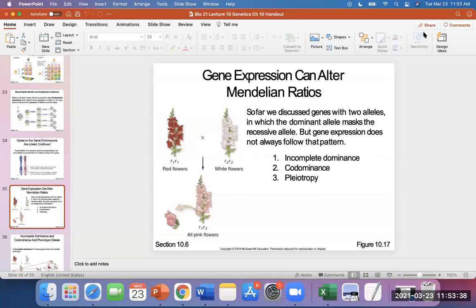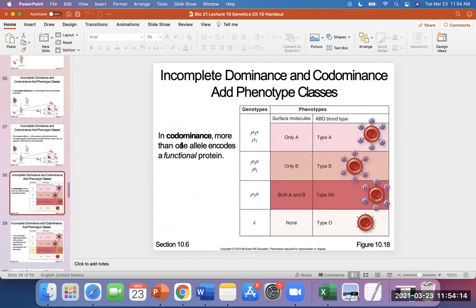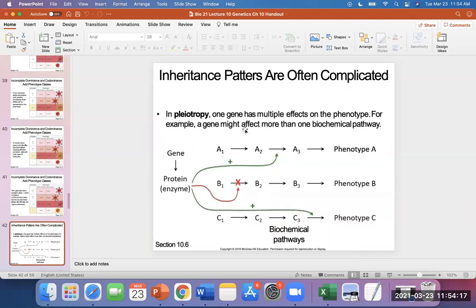What is pleiotropy? Pranay, you're talking, but I can't hear you. Is it one gene has multiple functions? One gene has multiple effects, or multiple biochemical pathways. So one gene can control different pathways or different effects. For incomplete dominance, I gave you the example of snapdragons, and blood type is codominance. And for pleiotropy, I gave you the example of sickle cell anemia.